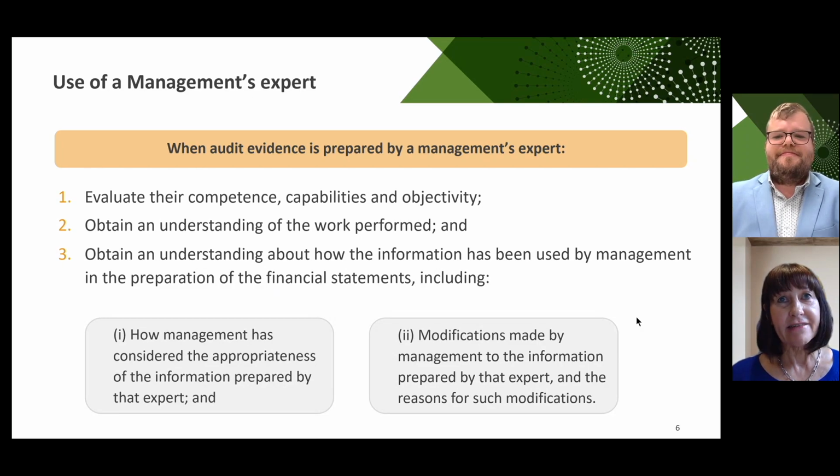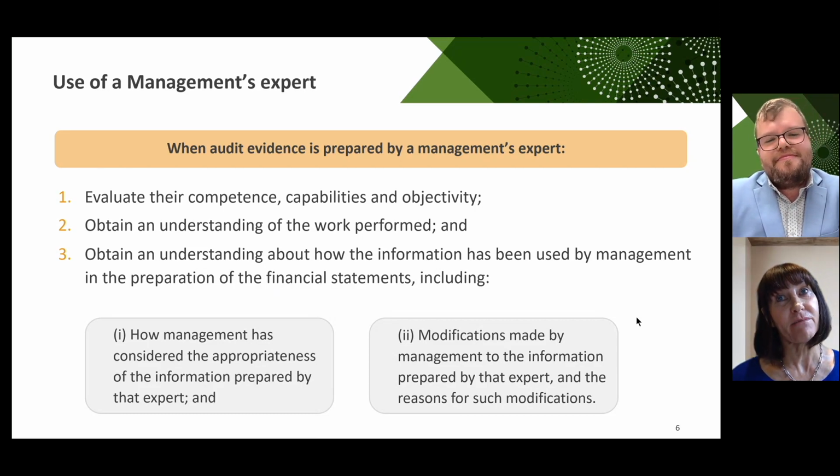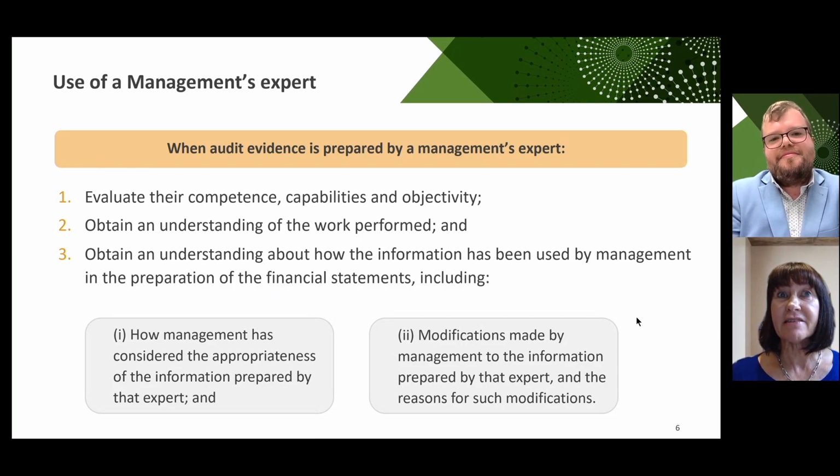Yes, it has. Now, the IAASB considered the current requirement to evaluate the appropriateness of the expert's work to be redundant because it's now covered as part of paragraph 8b of the standard, which requires the auditor to evaluate the relevance and reliability of information intended to be used as audit evidence. Now, in its place is what is shown on screen, as you can see.